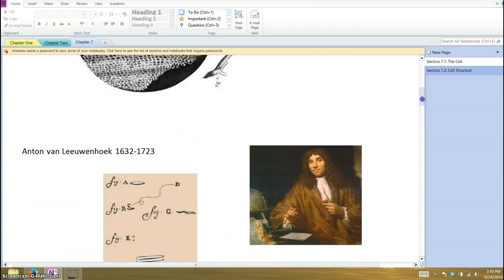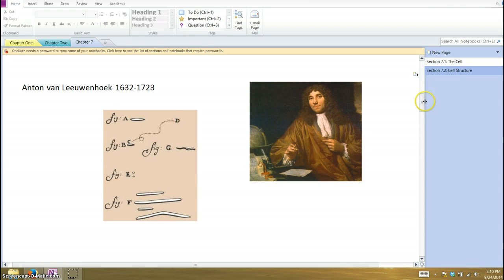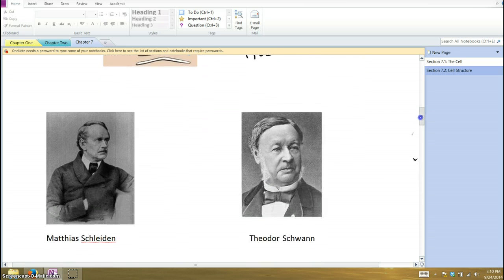because it reminded him of the cells in a monastery, long rows of rooms, or basically long rows of cells. He was an Englishman. Anton van Leeuwenhoek, a Dutchman, was credited as the first person to look at live cells. He looked at pond water and spit and blood and all sorts of things. And in particular, in the pond water, he would see things swimming around, these little tiny microorganisms. So, he looked at living cells.